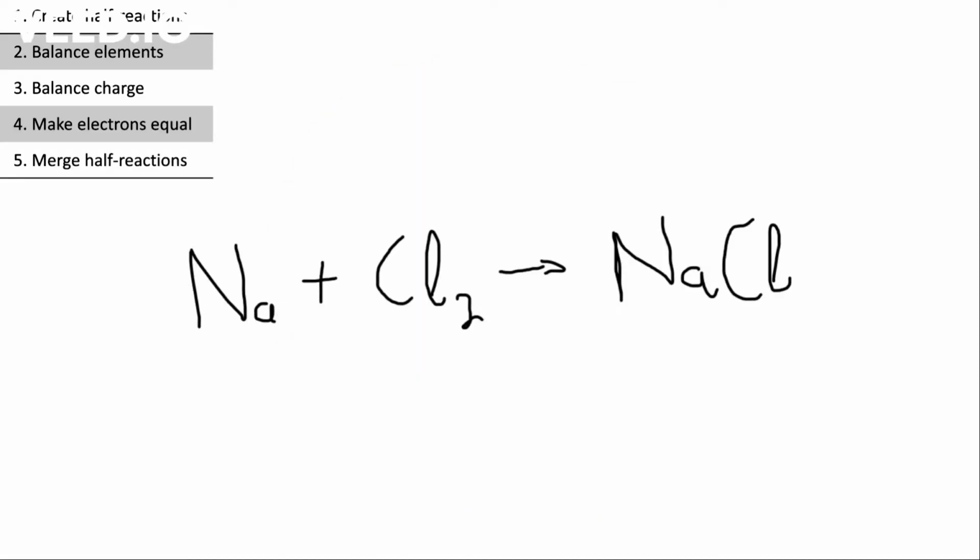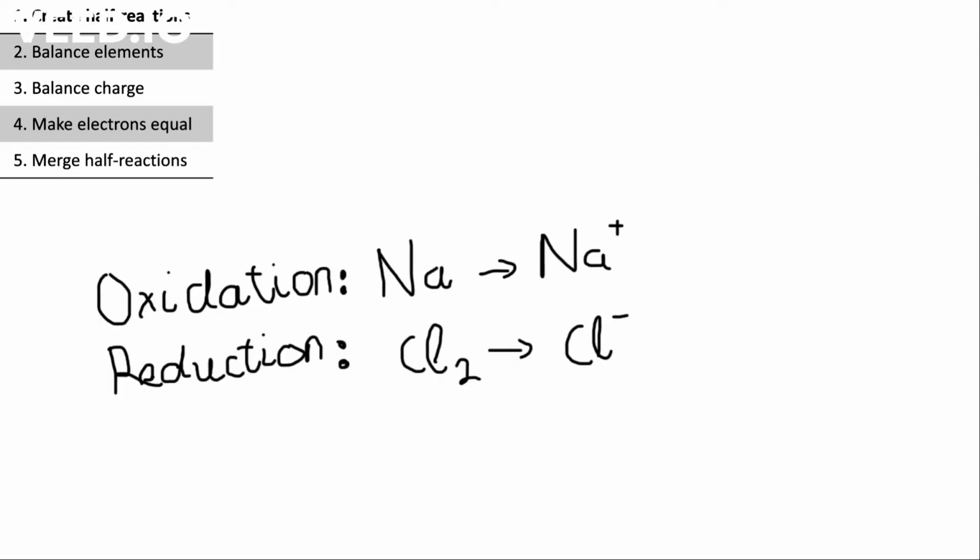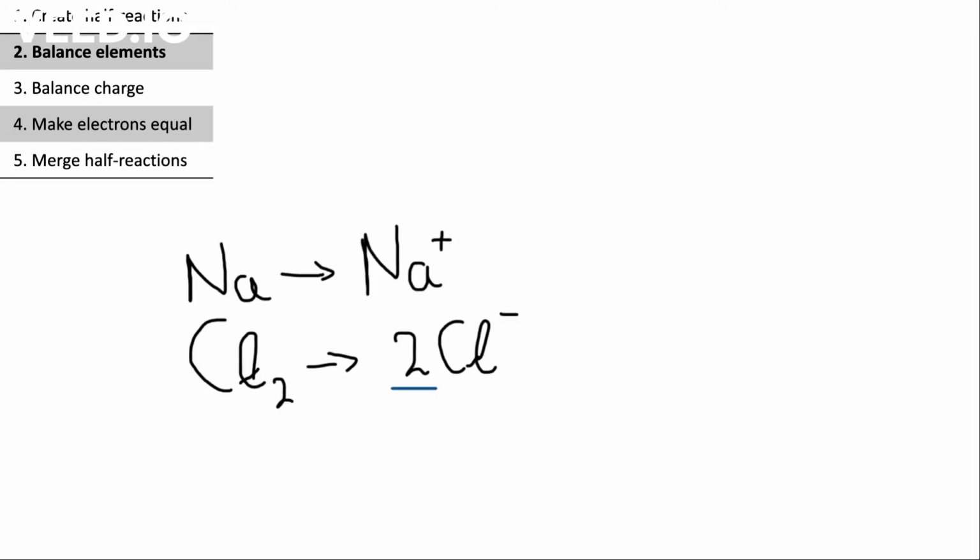This is a standard redox reaction, now let's try balancing it. The first thing you always do when balancing a redox reaction is write down the two half reactions. So you write down the oxidation and the reduction part of the reaction separately. After that, you balance the elements the same way as you normally do with a reaction. In this case, the sodium is already balanced and we only have to balance the chlorine.